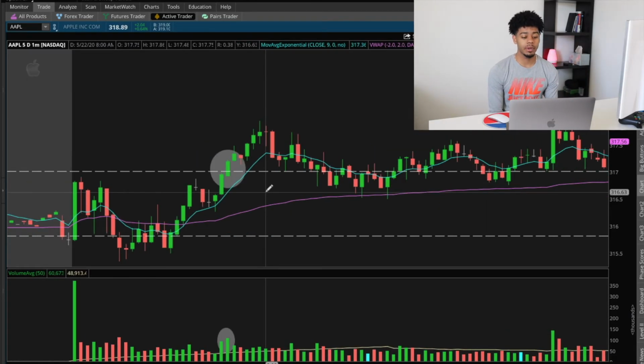I'm just going to keep it short and sweet. That's pretty much it. That's the VWAP, the EMA, and then the volume. That's pretty much all I use. Just know that the price action is king. Price action rules in the market.